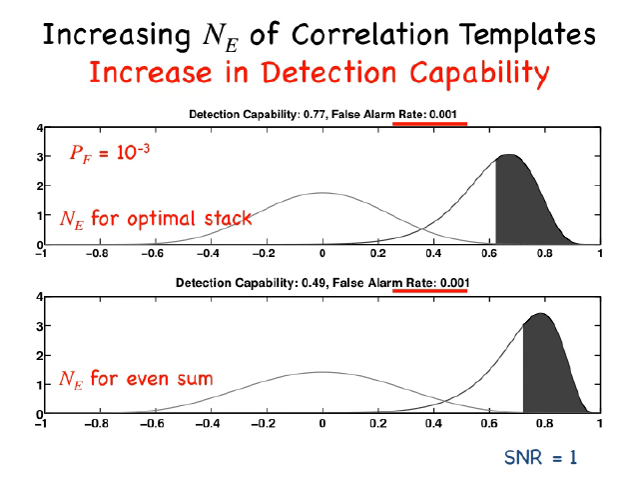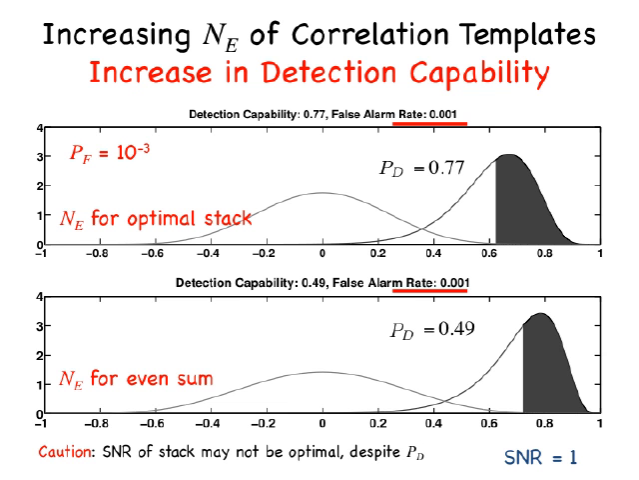The top plot illustrates the null and alternative distribution pair when the correlation detector template is computed using the optimal NE stack. The bottom illustrates the same pair with a simple linear or average stacking. These detectors have the same fixed false alarm rate constraint of 10 to the minus 3. The primary difference is in the effective degrees of freedom in the template signal.